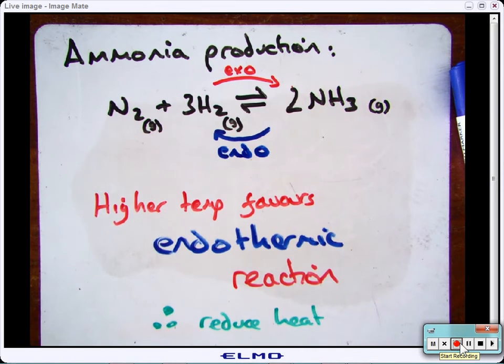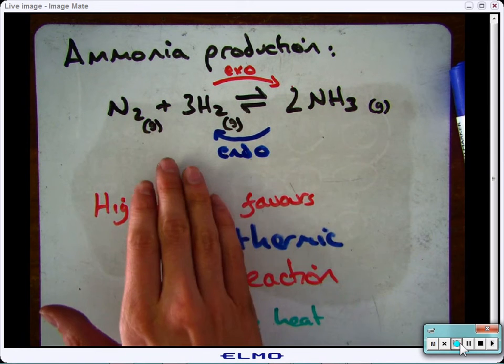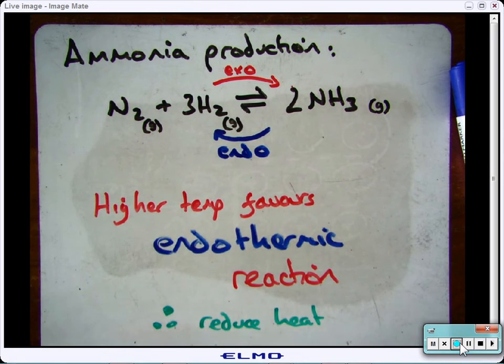However, the issue with that is by reducing the heat, the reaction is still going to go slower because the particles are moving at a slower rate. Therefore, you need to find a balance between it favouring the endothermic reaction and producing more nitrogen and hydrogen, and the reaction occurring fast enough.